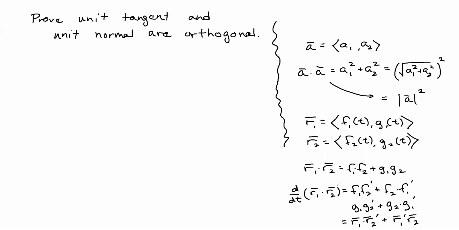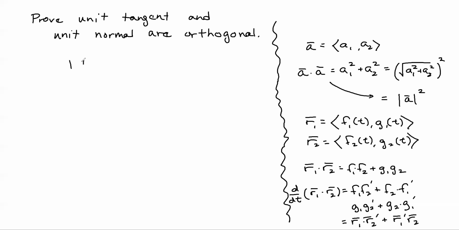And so, long story short, the way that you can calculate the derivative of a dot product is by using the product rule. The product rule does extend to dot products. Okay. All right. So with all that done, we can now go through and prove that the unit tangent and the unit normal are orthogonal.